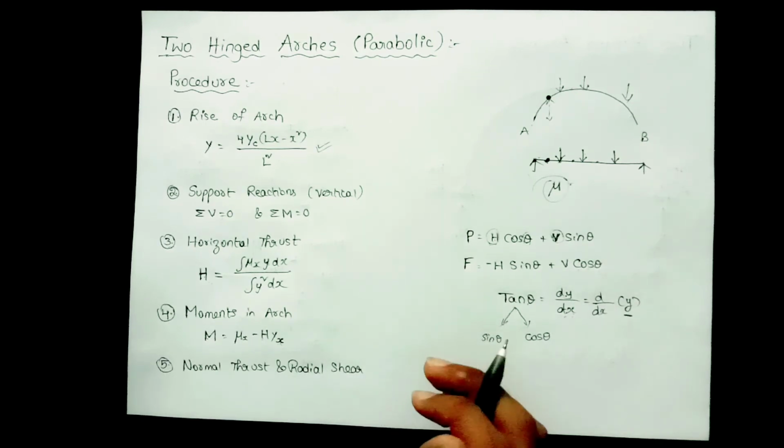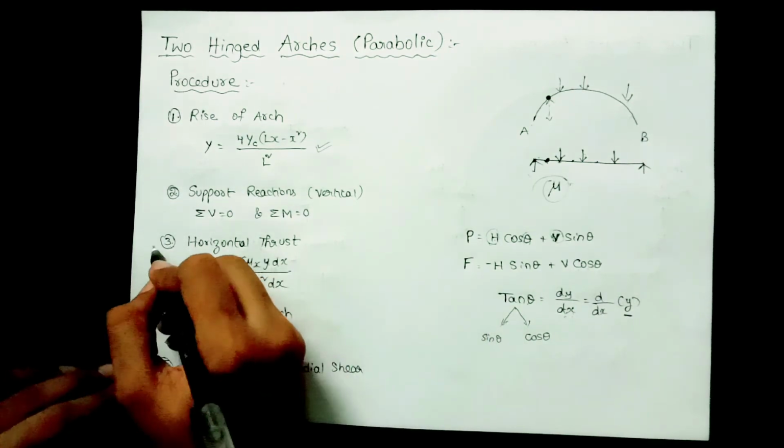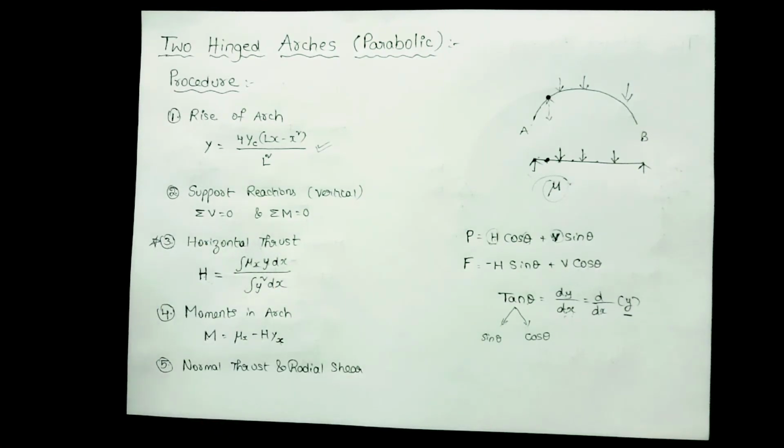As I have said earlier, the third step will be the most complicated part in the entire analysis. Once we are able to calculate the horizontal thrust, the rest of the formulas are just substitution only. So this is all about the procedure of two hinged parabolic arches. In the next video we will try to solve one numerical problem on the parabolic arches. Thank you.